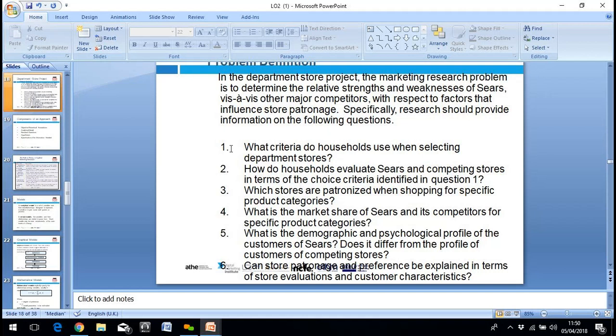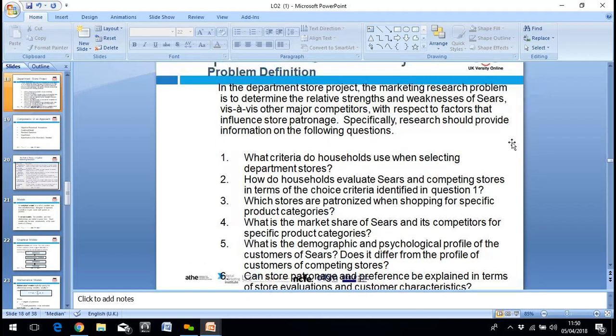So those are 6 questions that can be asked as an example in a department store to find out, is it functioning well against its competitors? But again, this is just an example. It doesn't need to be a big organisation. It can be a small operation that just needed some further information.